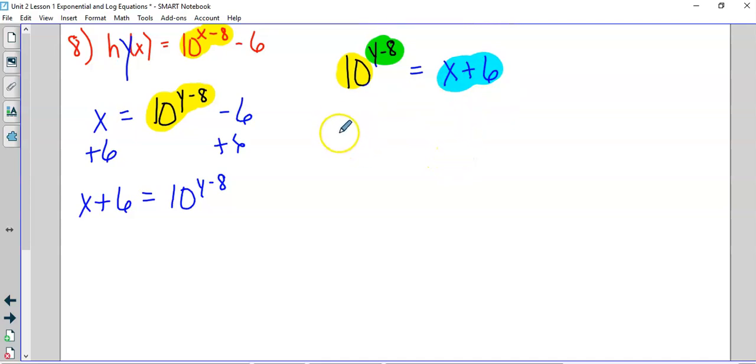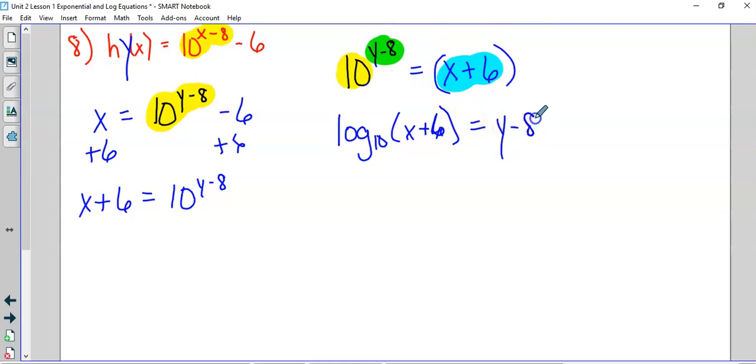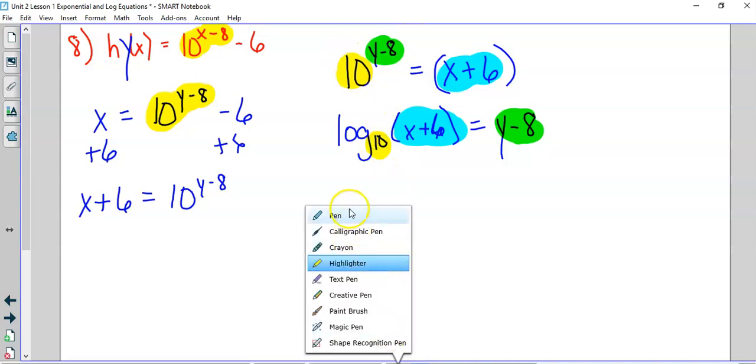Okay. So when I rewrite this as a log, my base goes down here, so 10 goes there. And then this part right here is what goes in parentheses: x plus 6. Then equals, and my exponent goes over here. So I'm going to color those again real quickly. The exponent is there. This part right here in parentheses is right there. And then my base, which was the 10, is right there. So that's where everything goes when you rewrite it in log form.